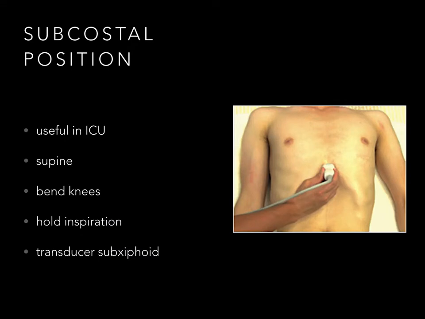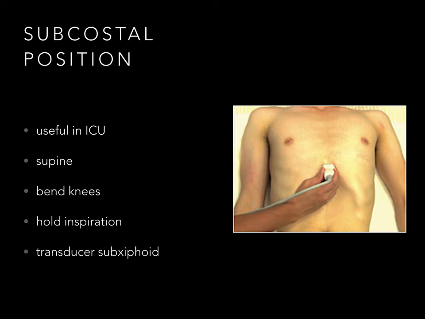In the ICU, sometimes the only position that gives acceptable images is the subcostal position. For this, the patient is supine. If awake, they slightly bend their knees to help release tension of the abdominal muscles. On inspiration, the cardiac structures will descend, making it easier to image them. The transducer is placed in the subxiphoid position.